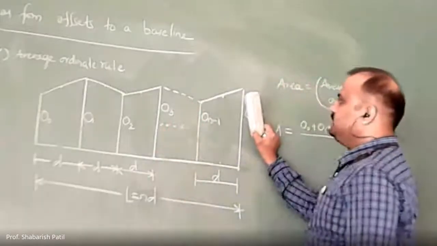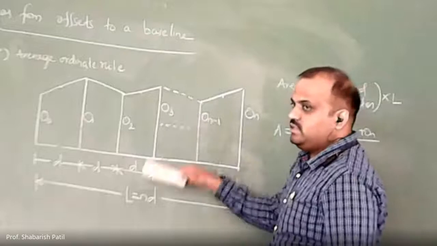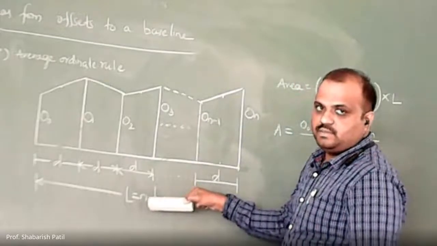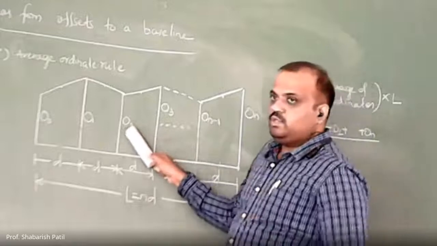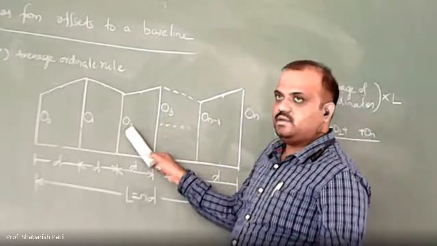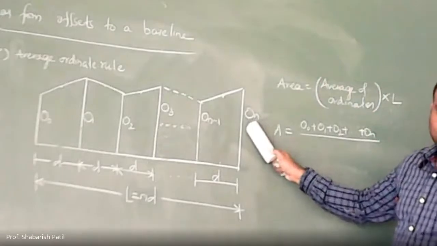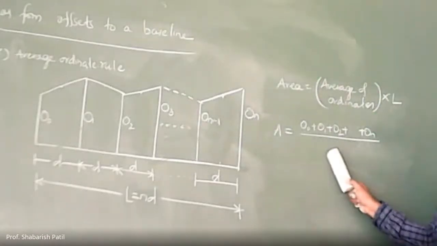O0 plus O1 plus O2 plus O3 divided by 4. Divided by 4. Very good. Okay, when it ends with O3, you are going with divided by 4. Please remember, when it ended with O2, you went divided by 3. Okay, now you have offsets up to n. Then what will be there in the denominator now? N plus 1.